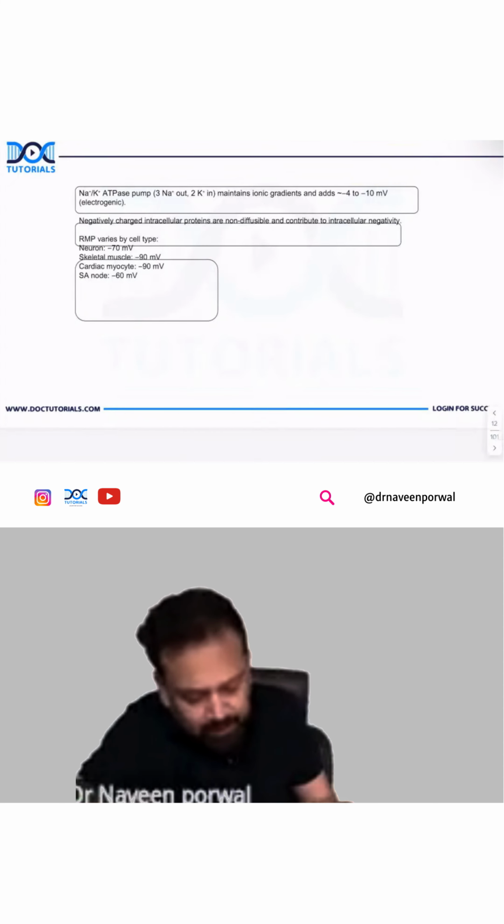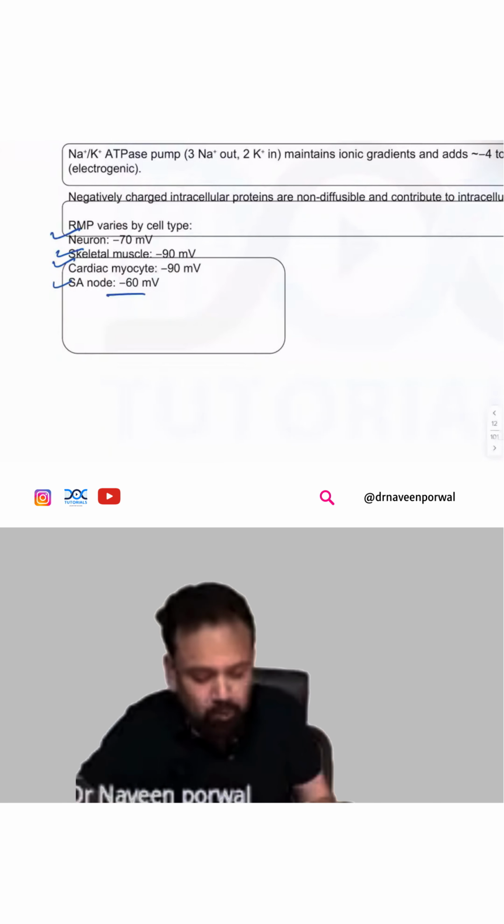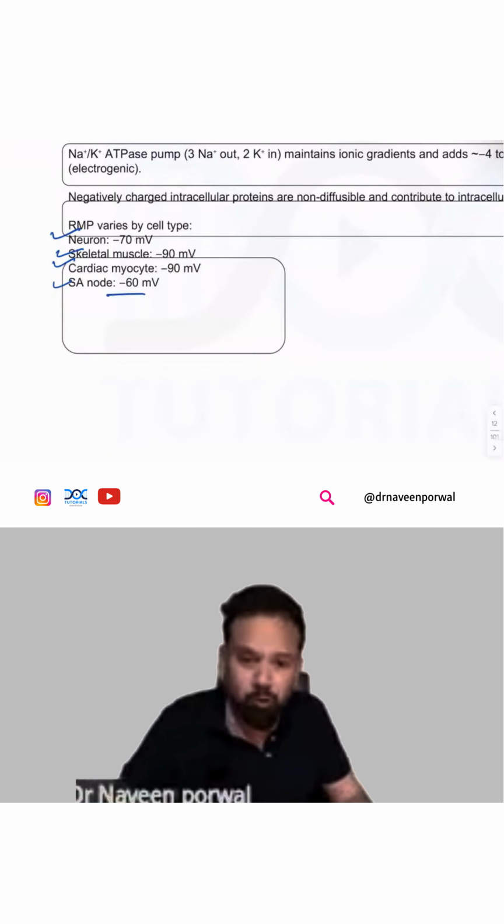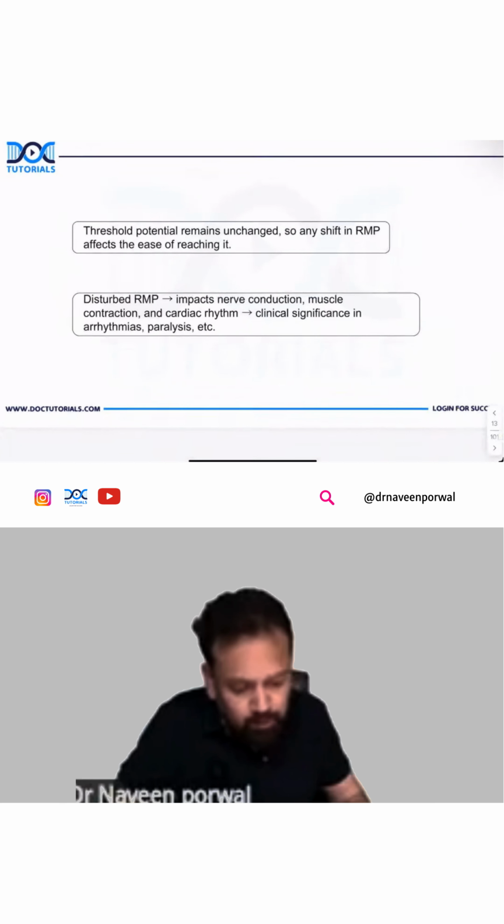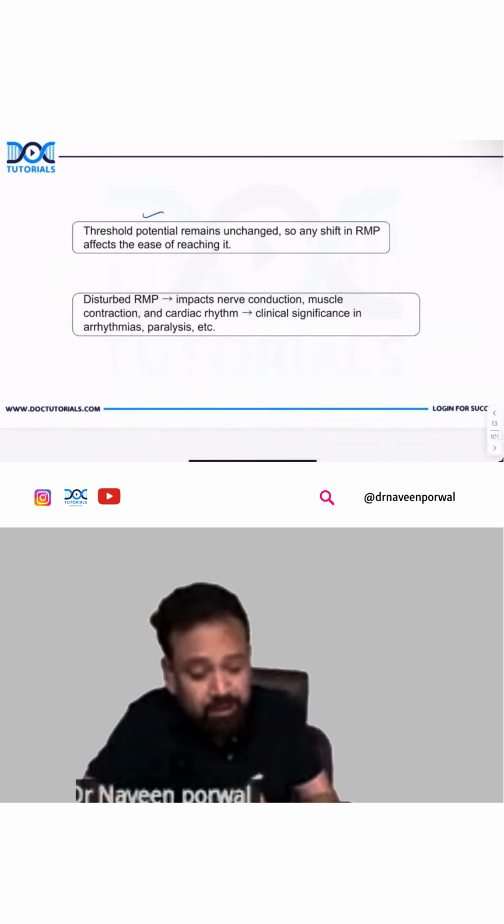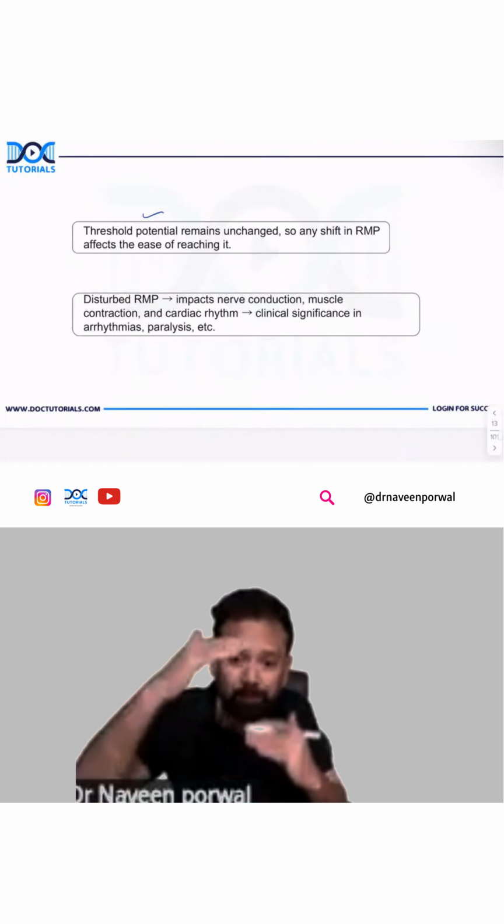RMP of various cell types. Neuron has minus 70. Skeletal muscle has minus 90. Cardiac muscle has minus 90. SA node has minus 60. So these are the 4 which you have to remember regarding RMP. Now, threshold potential remains unchanged. So any shift in RMP affects the ease of reaching it. Threshold potential remains unchanged. RMP can be changed.